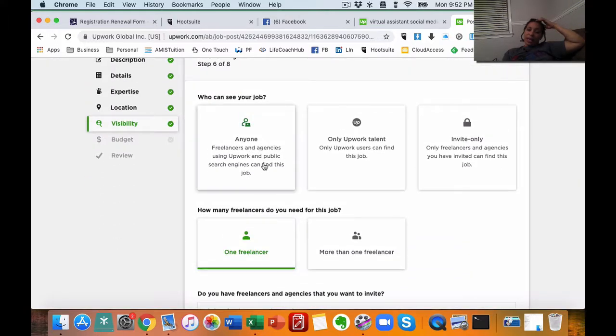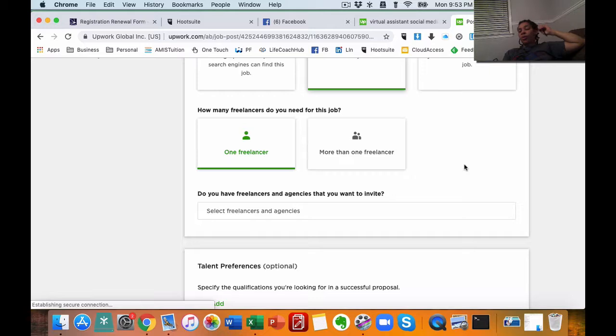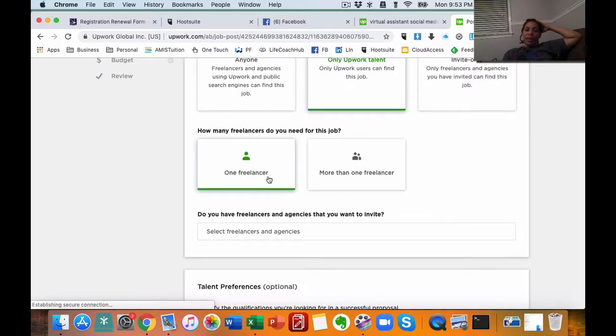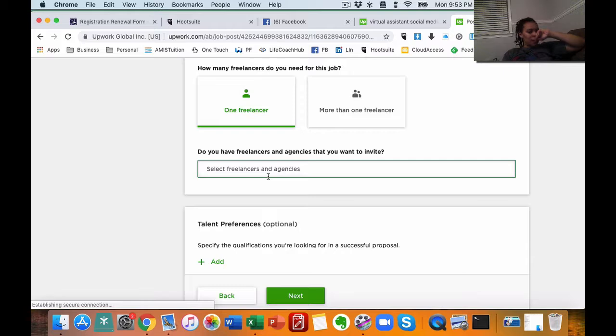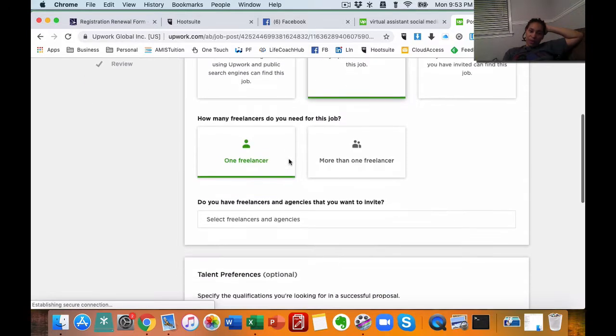Who can see your jobs? Anyone, only Upwork, invite only. So I would say Upwork talent only, because you don't know who's going to be searching you off the internet, and I think it's safer from a security standpoint to just keep it to Upwork only talent. All right. How many freelancers do you need for this job? Most of the time, you're only going to need one freelancer for the job.